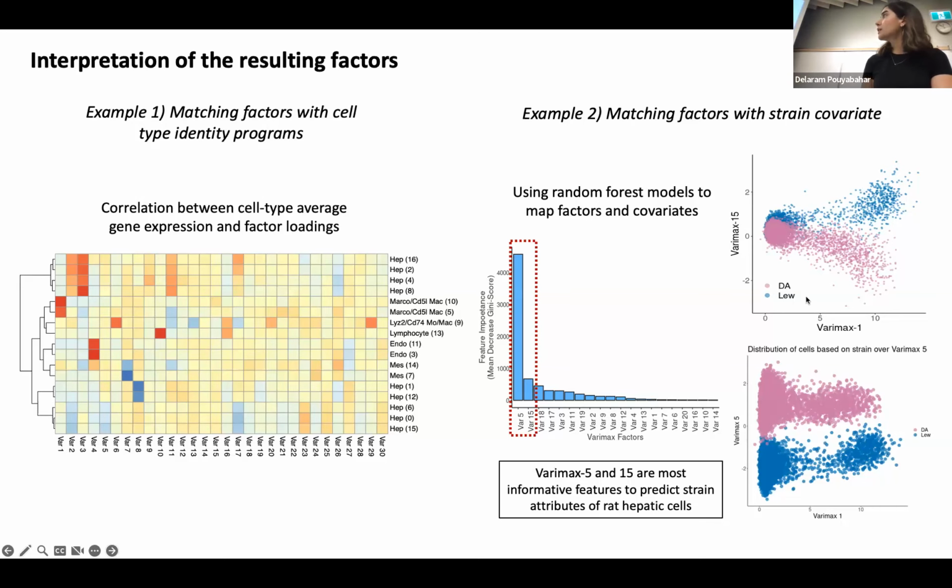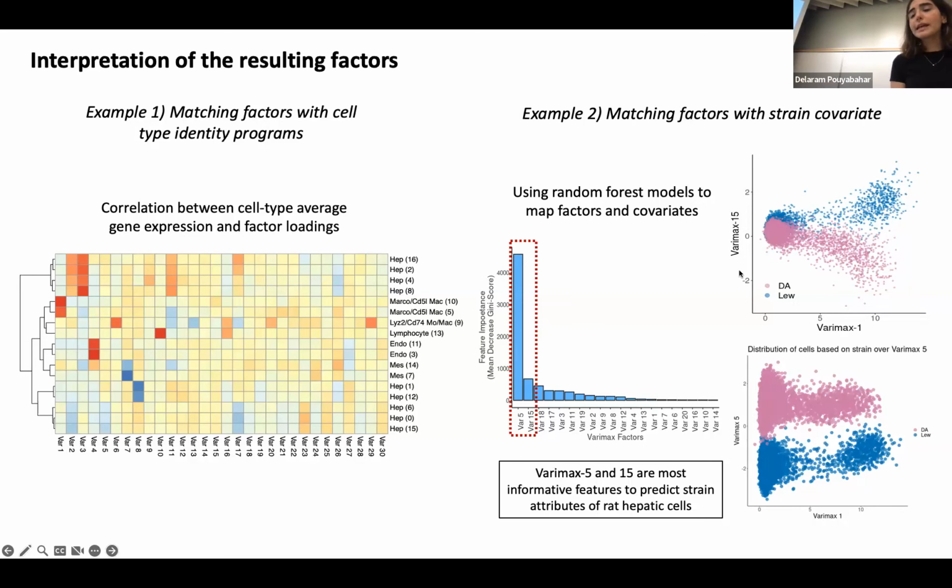If I look into these factors, here I have Varimax number 1, just for the sake of visualization, on the x-axis, and Varimax number 5 and Varimax number 15 on the y-axis. I've colored the cells based on the strain that they're coming from. For Varimax number 15, you can see that we have these two clusters of cells from Dark Agouti and Lewis that seem to be separated based on Varimax number 15.